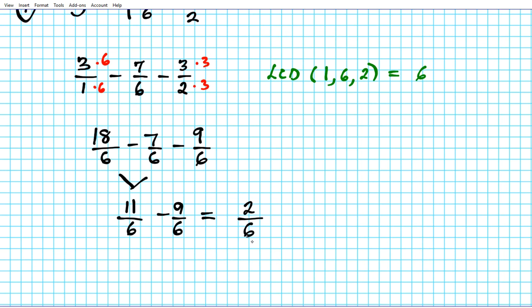Okay? Can we reduce this? Is there an integer other than 1 that goes into these two numbers? The answer is yes. We can reduce by 2. So divide the numerator and denominator by 2. And that gives us a final result of 1 over 3. So there goes the answer for question number 4.